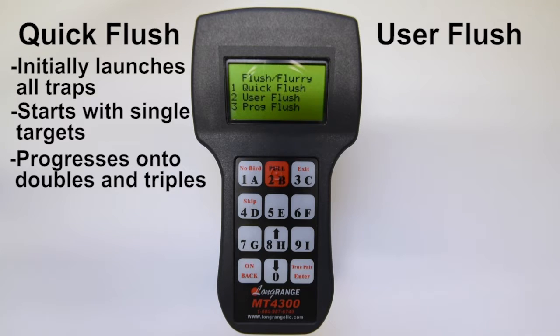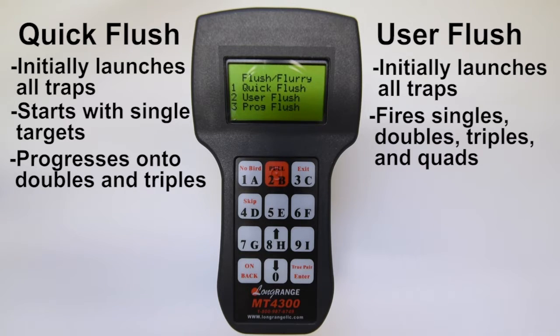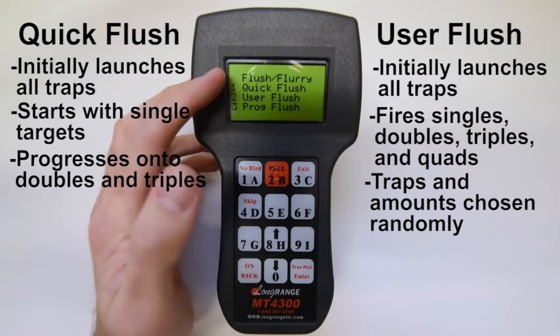User Flush is more of a traditional flurry. After the initial launch of all traps, the system will fire a combination of singles, doubles, triples, and quads depending upon the number of traps you have in the flurry. The traps and amount of targets launched are chosen randomly. Let's choose option 1 for Quick Flush.